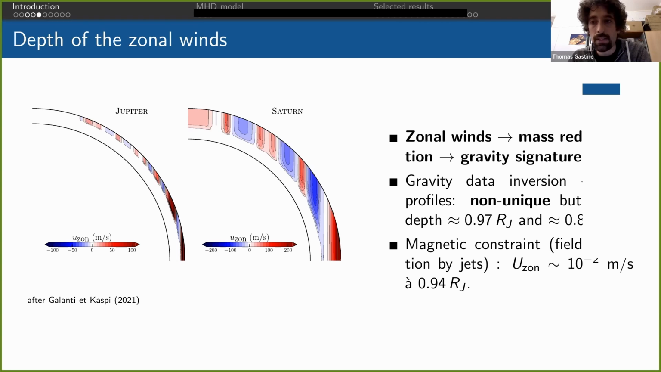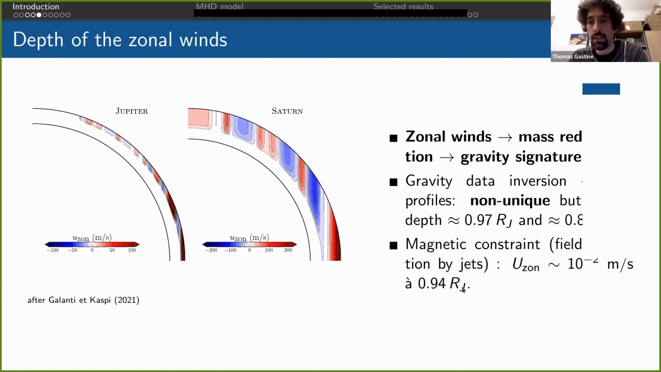In addition to that, there is an additional constraint that comes from the observation of the magnetic field. I will come back in a minute to that. But suppose the jets penetrate deep enough, you can expect that you will advect some magnetic features because of the zonal jets advecting your magnetic field feature. So if you are able to measure your magnetic field over a sufficiently large amount of time, then you can constrain the amplitude of the zonal jets at a depth of around 5% below the surface for Jupiter. This magnetic constraint gives you a typical zonal velocity of a centimeter per second at a depth around 5 to 6% below the Jovian surface.